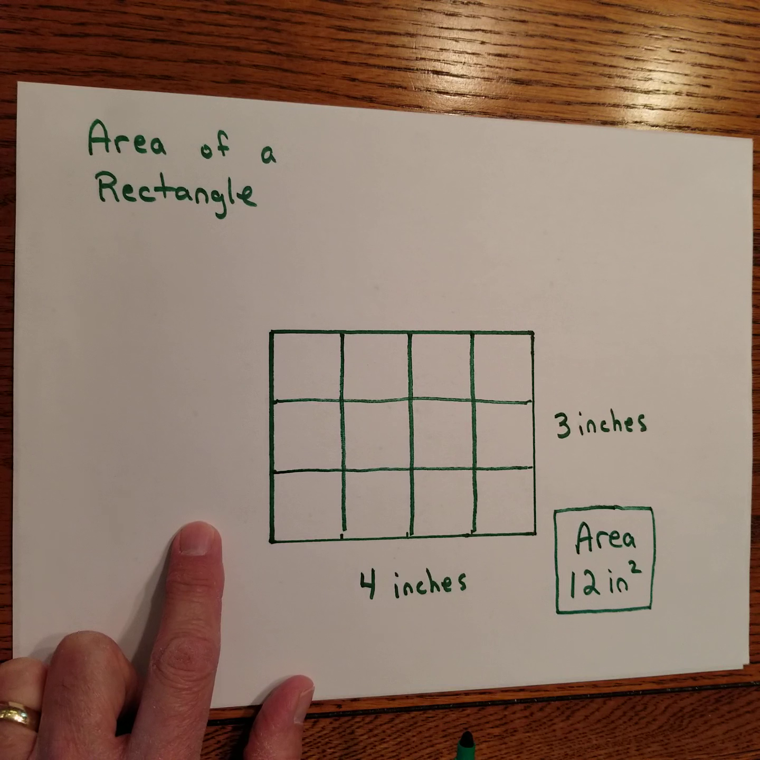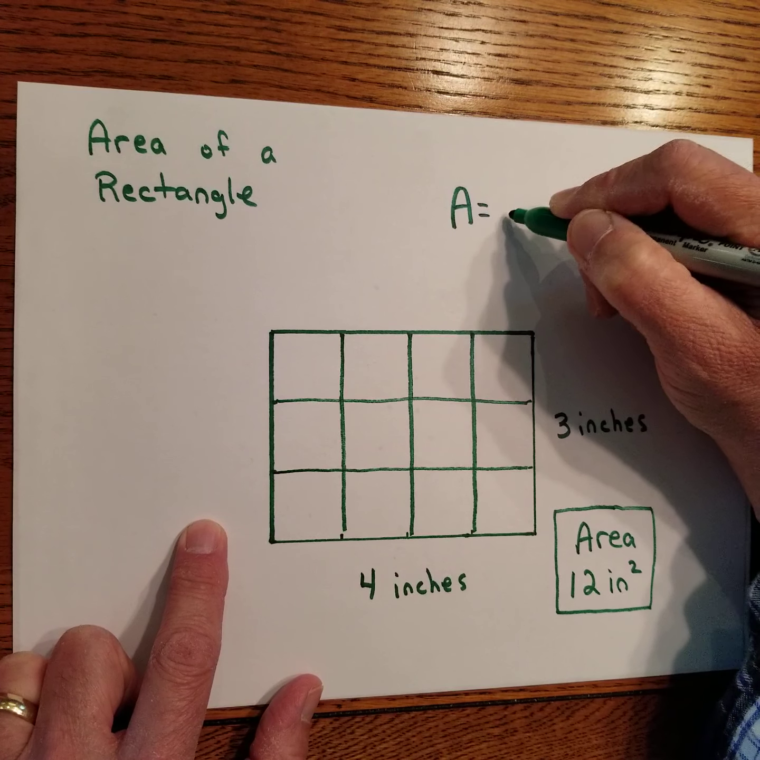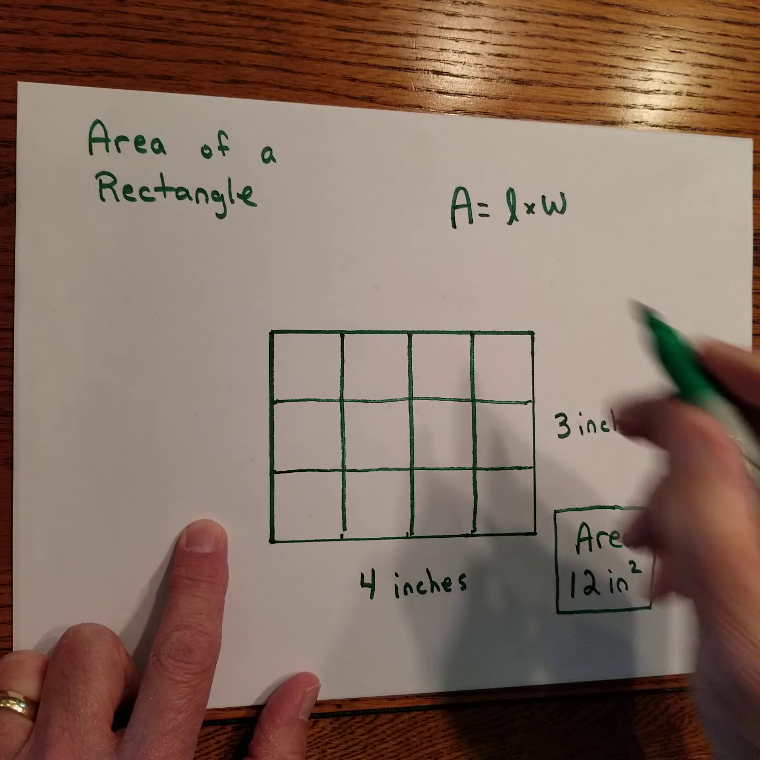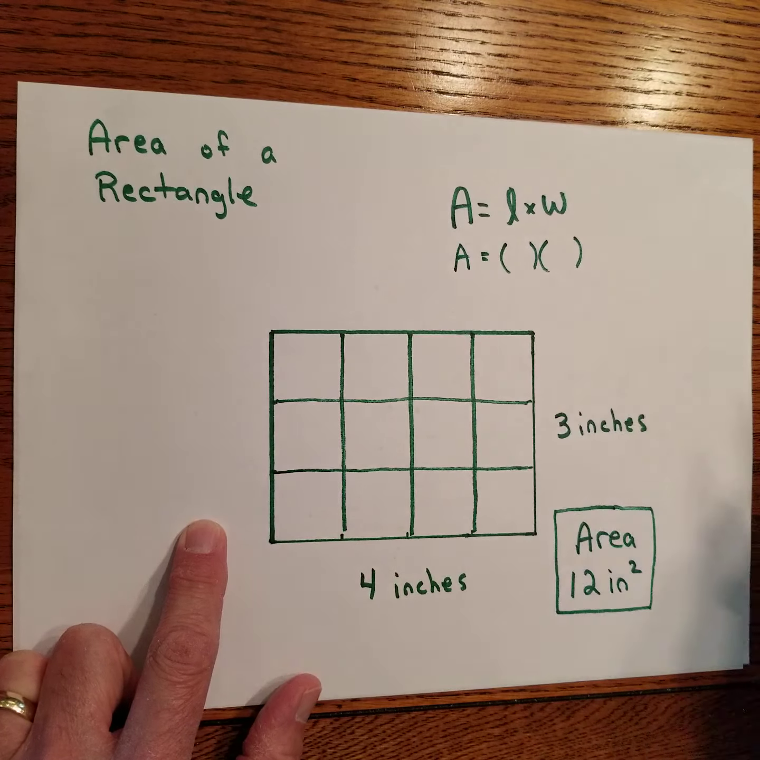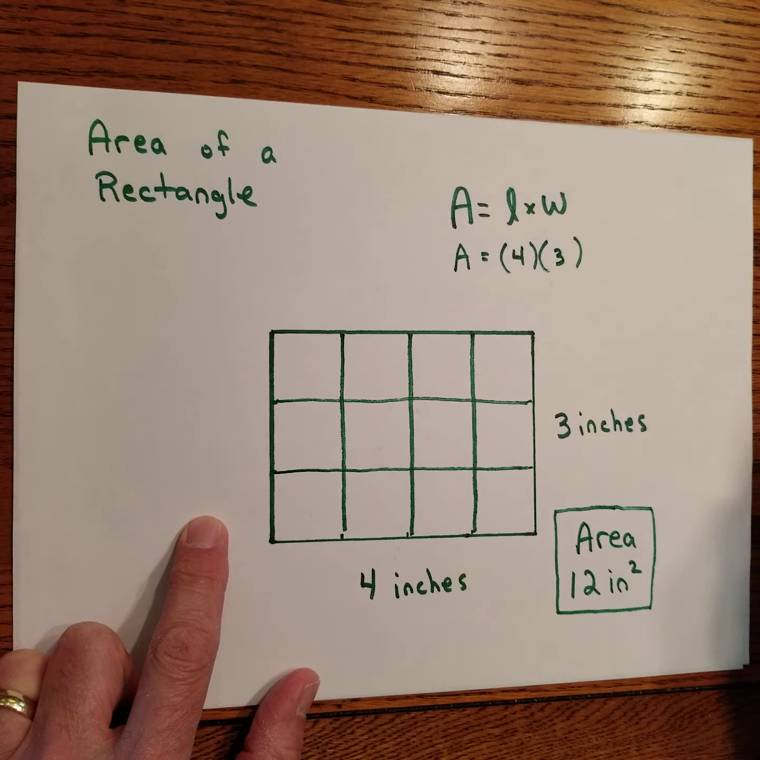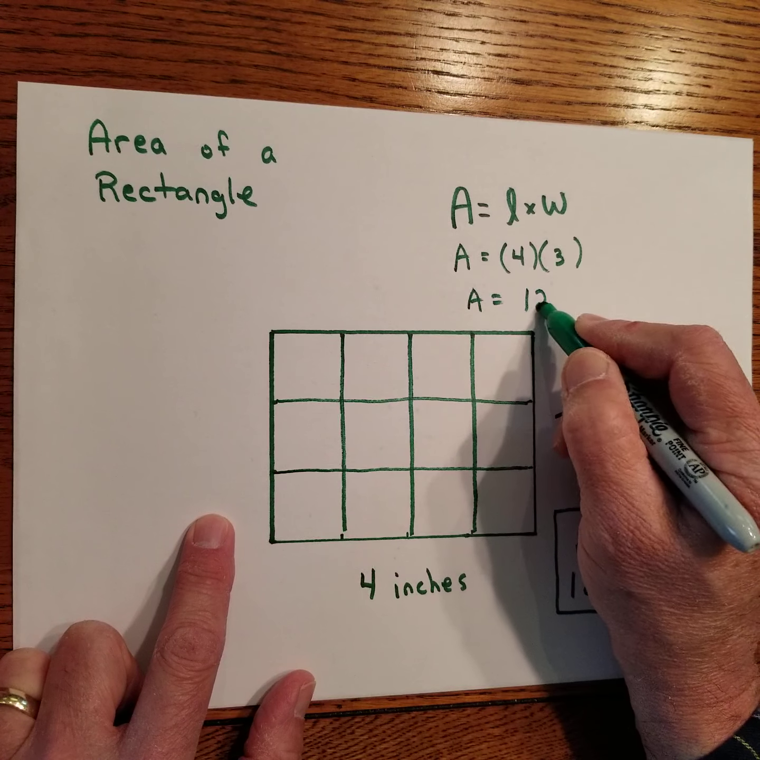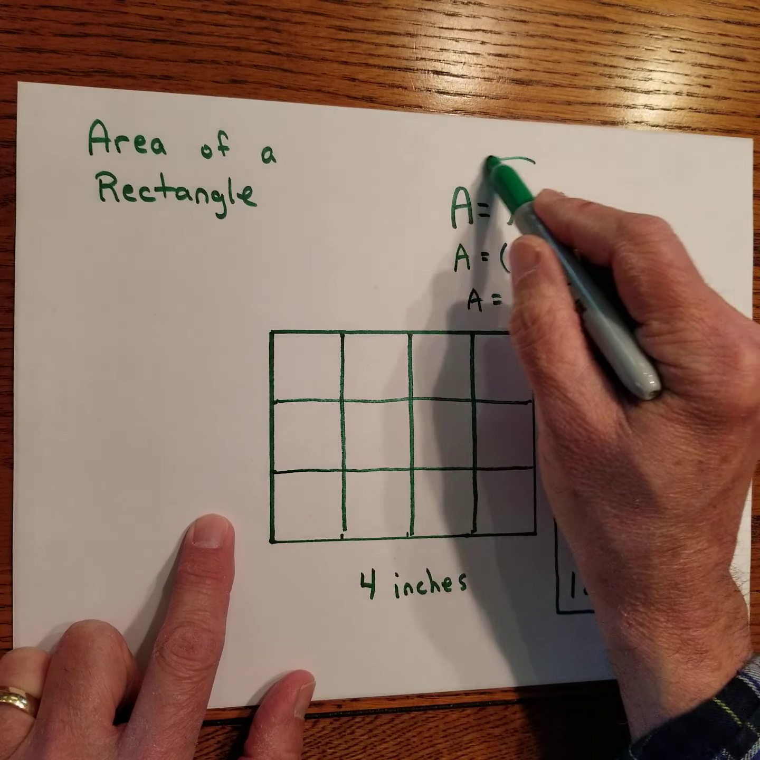Of course, we know there's a shortcut for getting that 12. We don't have to draw that grid like that. We know the formula is area equals length times width. So the area is length times width. The length is 4, the width is 3. When we multiply 4 times 3, we get 12 of these little tiny square inches.